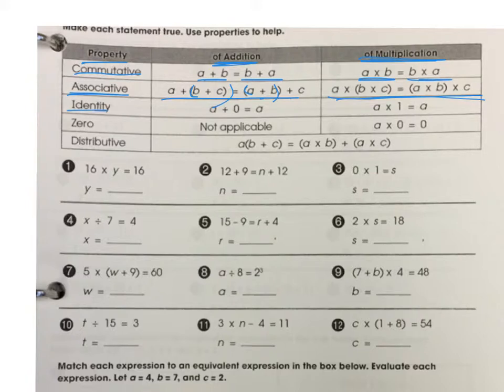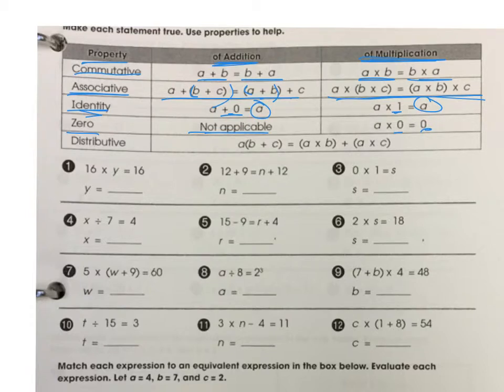Then you also have identity, which says with addition, anything plus 0 is going to be the same thing. And for multiplication, it's anything times 1 is going to be the same thing. Okay, that's identity. And then 0, not applicable to addition. But in terms of multiplication, anything times 0 is going to be 0.